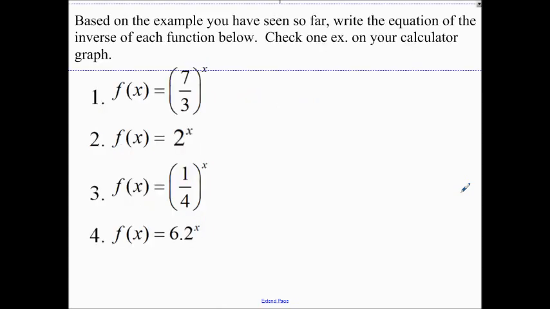Final task for you. Now that you've looked at one example, 3 to the x and its inverse, see if you can write the equation of each function's inverse below. Play the recording when you're ready.